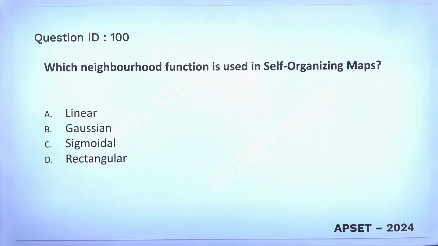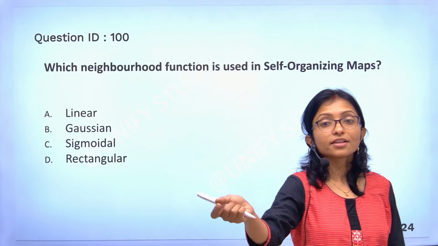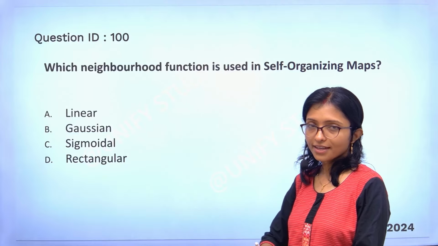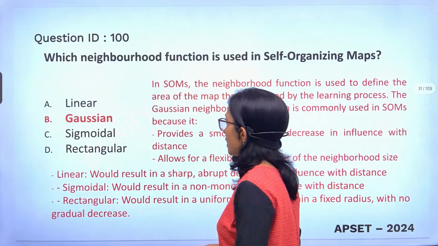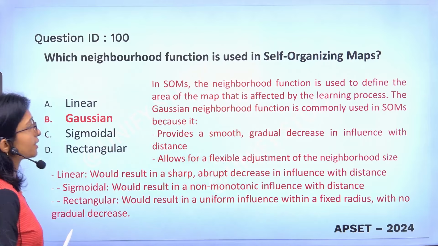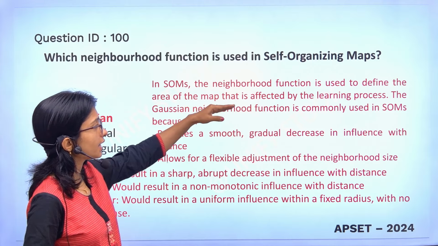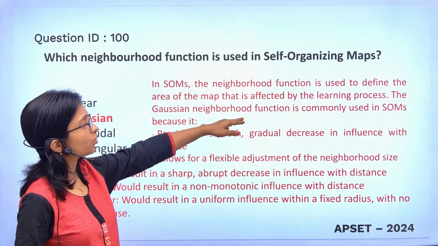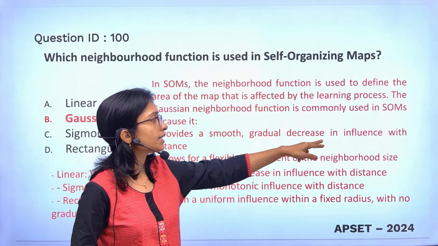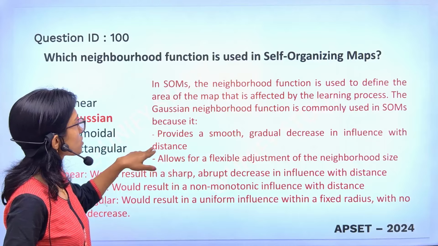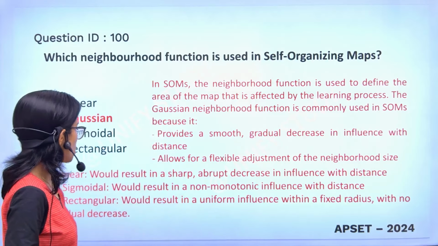54% correct answer. Those who did not create notes at the time of discussion, I told you to write down the algorithm where it is used, right? I told you. So here this is Gaussian. The self-organizing map neighborhood function defines the area of the map affected by the learning process. The Gaussian neighborhood function is commonly used for this because it provides a smooth, gradual decrease of influence with distance. It also allows flexibility in adjusting the neighborhood size.